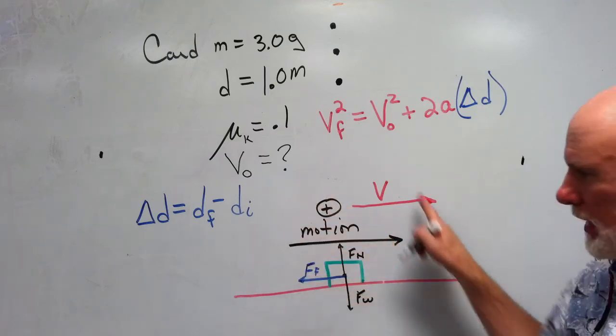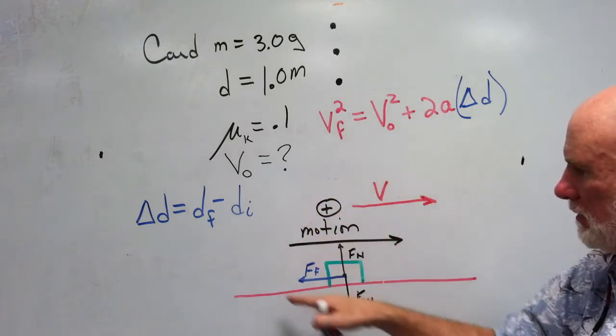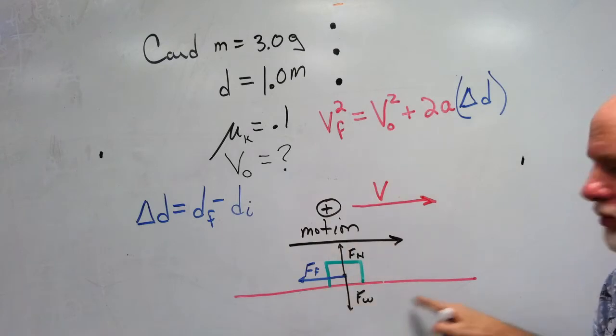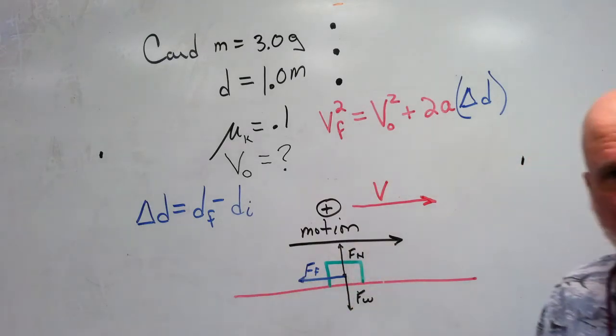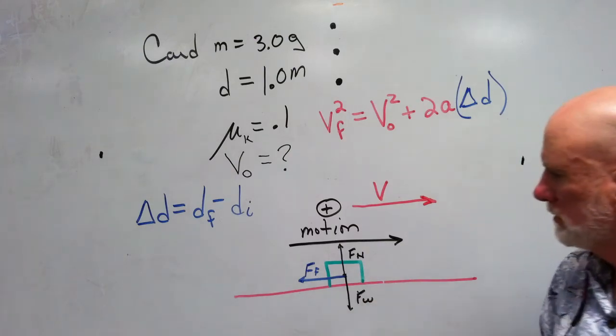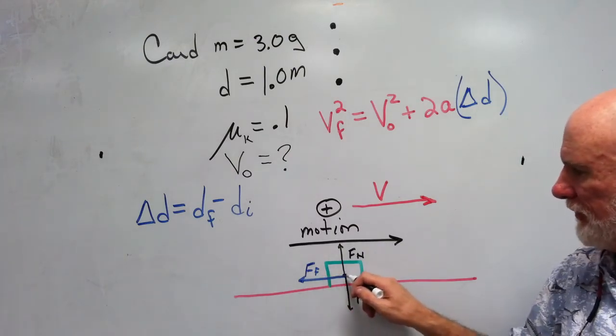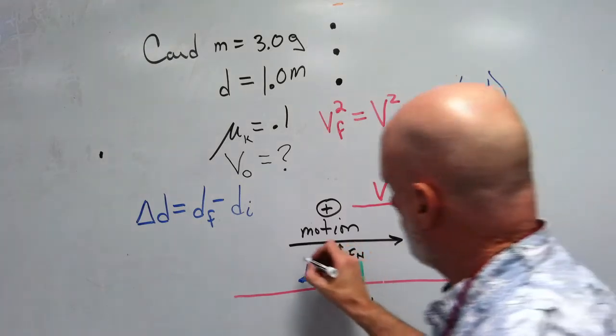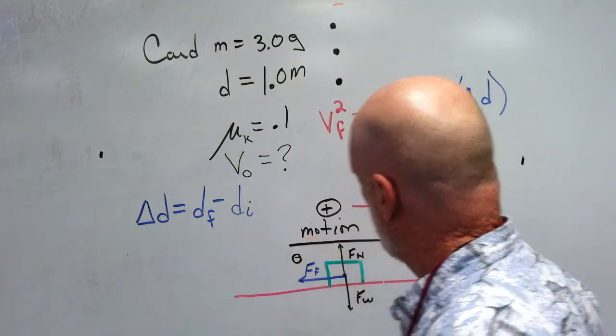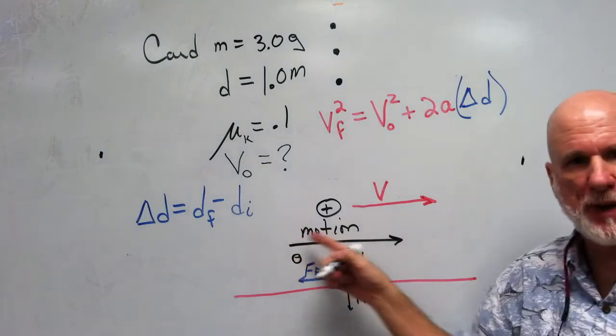this is a diagram of the problem. It's horizontal, so Fn and Fw are equal. Ff is the friction. That's going to be negative. The motion is positive.